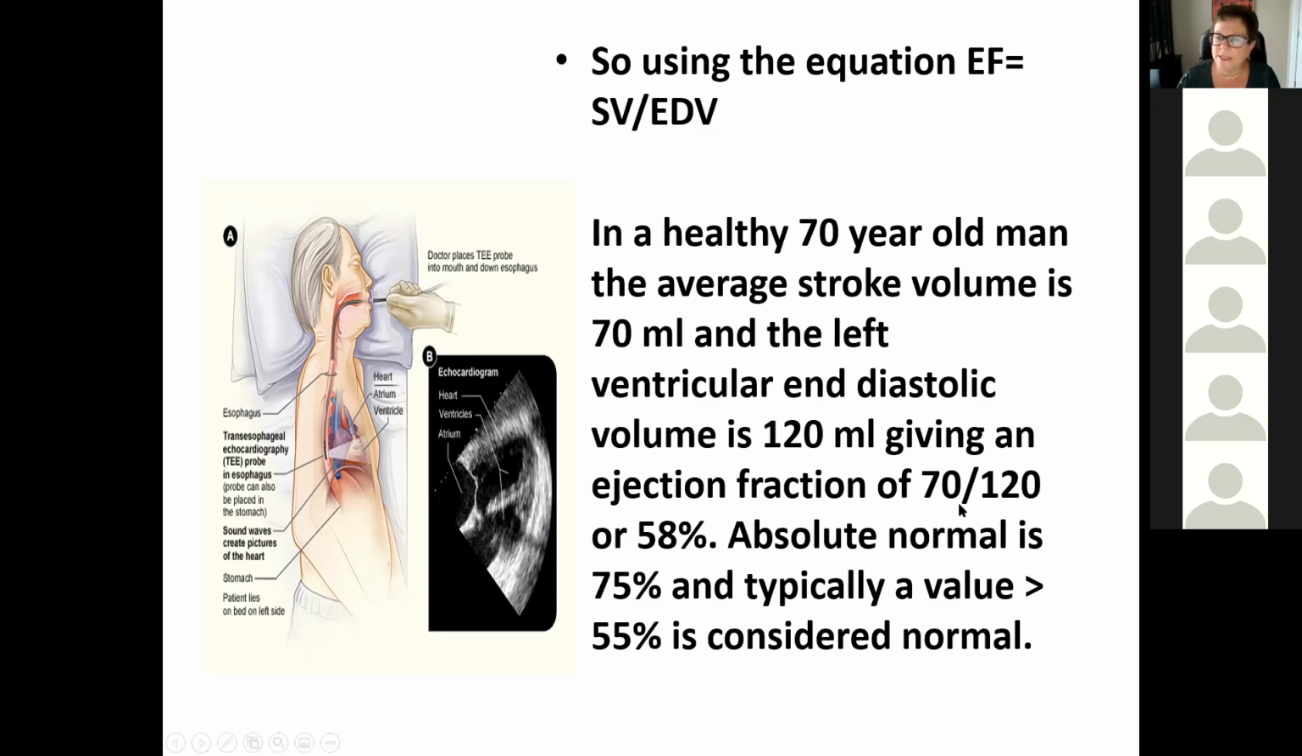If your stroke volume is 70 mils, but your end diastolic volume is 180 mils. So you might have to dig out your phone with your calculator on it. I know I do. So your end diastolic volume is 180 mils. What did you get for an ejection fraction? Our stroke volume didn't change.